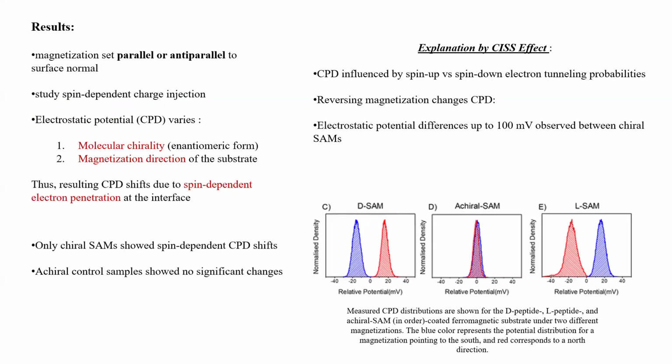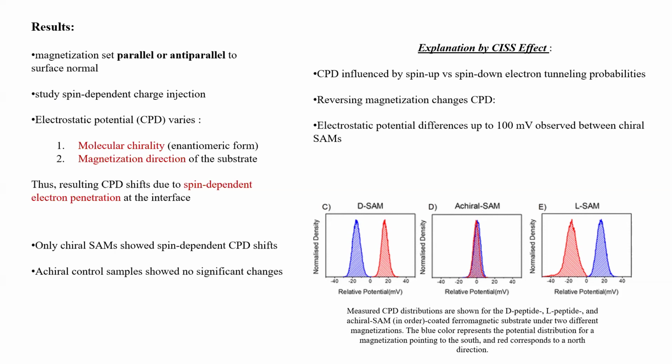So the experimental results of this experiment show that after deposition of chiral organic SAMs on a ferromagnetic substrate, with magnetization set parallel or anti-parallel to the surface normal, a KPFM study was done to understand spin-dependent charge injection. Upon application of an oscillating electric field to probe the charge injection dynamics, it was seen that the CPD that I mentioned earlier varies with respect to molecular chirality and magnetization direction.